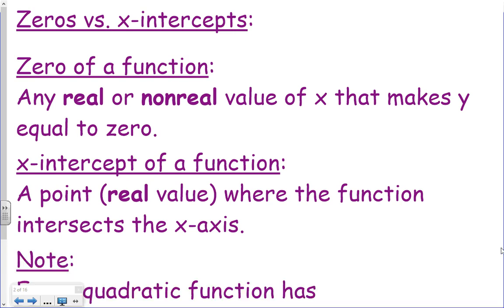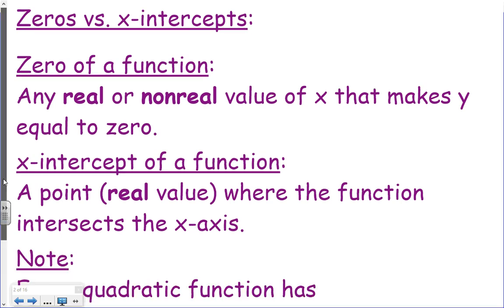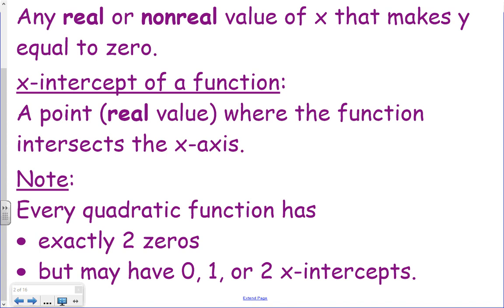So one thing to note here about quadratic functions in particular, since that's what this section's about, every quadratic function has exactly two zeros. You're guaranteed of that, whether they are real or non-real. But you may have either 0, 1, or 2 x-intercepts. So again, there's a difference here between the zeros of the function and the x-intercepts of that function. Guaranteed to have exactly two zeros, but you may not have two x-intercepts.